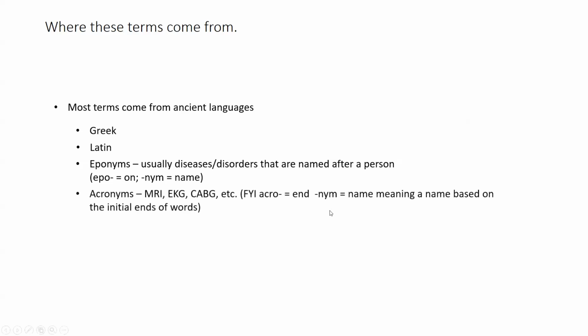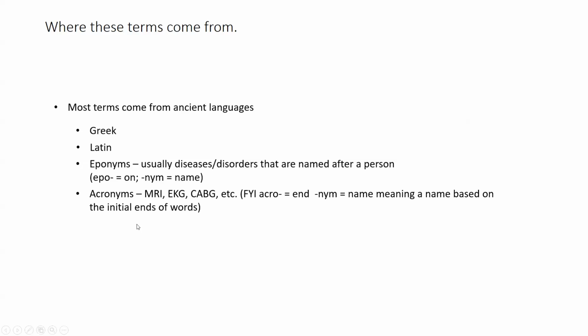And finally, we use a lot of acronyms. And again, the very word acronym breaks down. Acro means the end of something, and nym means name again. So it's a word that's built out of the initial letters of the words. So MRI is magnetic resonance imaging. EKG is electrocardiogram. The K for cardio comes from the German spelling of cardio. Sometimes you'll see it as ECG. And then there's CABG, which would be coronary artery bypass graft, and is just briefly referred to as CABG. So you'll come across these quite a bit.